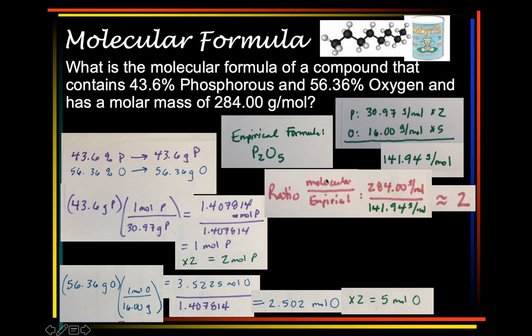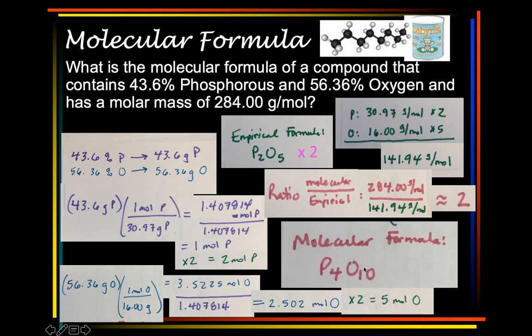The ratio between the molecular and the empirical is a 2 ratio. So I take everything in the empirical formula times 2. So it will be P2 times 2, O5 times 2. So P2 times 2 is 4, O5 times 2 is 10. So the molecular formula is P4O10.